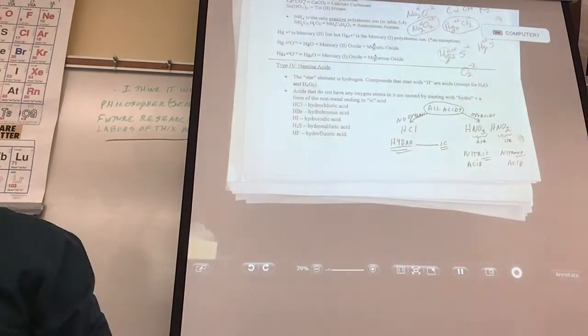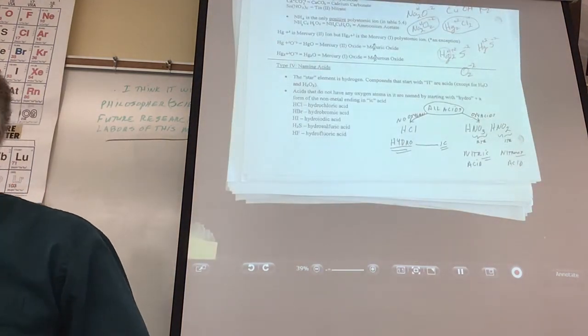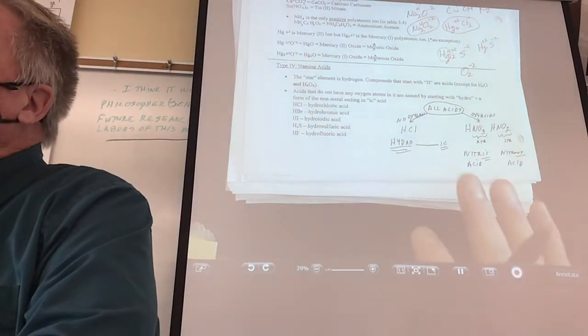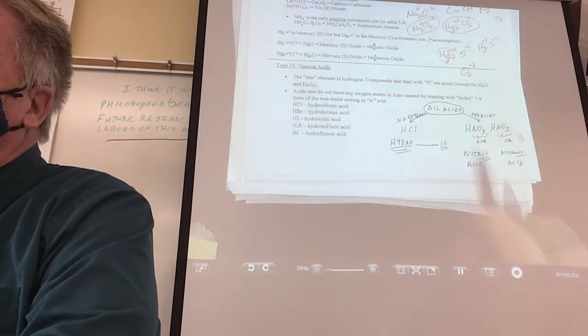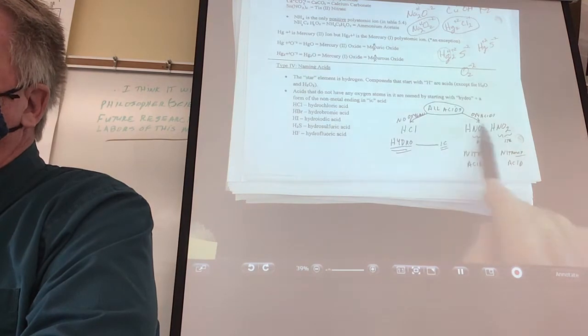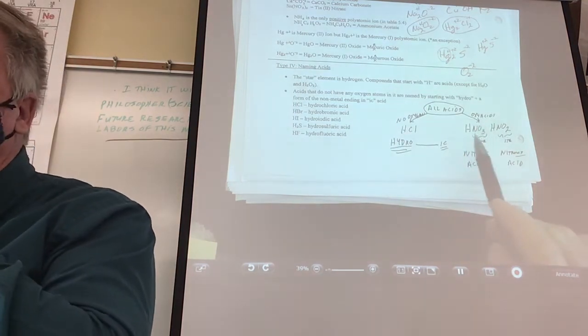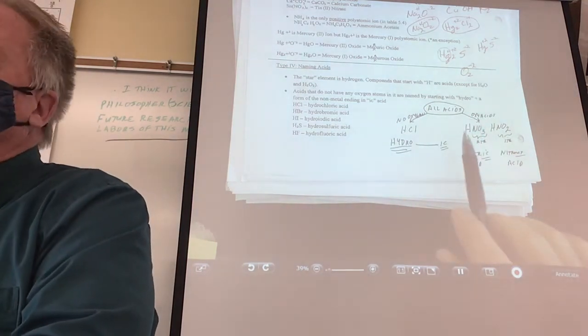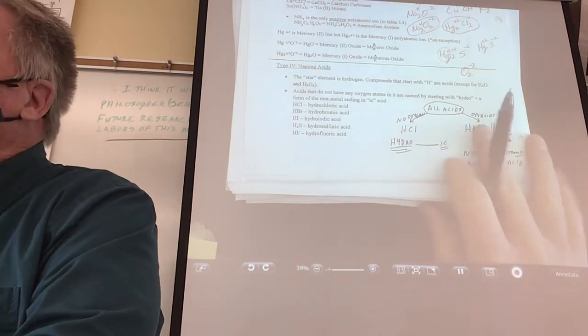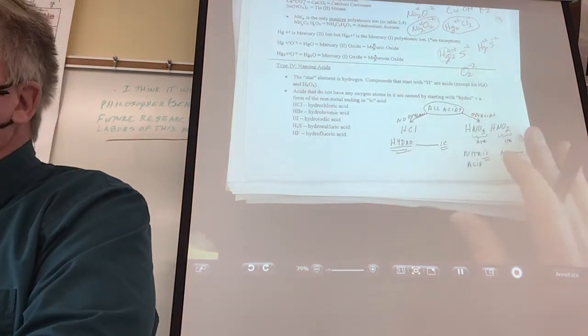Type 4 is naming acids, and here's the good part about naming acids. You can build a little dichotomous key, a little thing in your brain. It looks like this, and no one ever taught this to me, and I'm not sure why, but there truly is a pattern to naming acids.